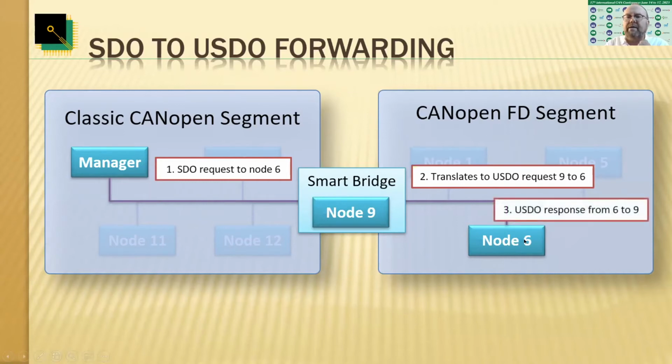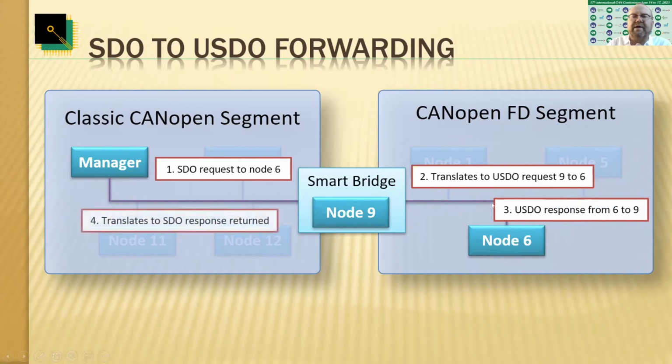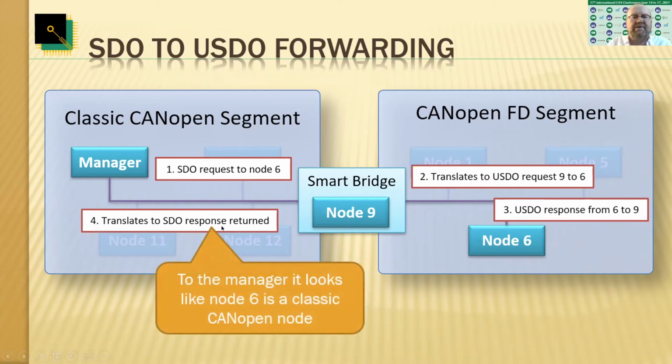Then on the way back, node 6 will simply produce its regular USDO response. So node number 6 doesn't know that in the end this came from a different segment. And again, the bridge sees the response, can extract the relevant information, and here on the classical CANopen side, replies with the SDO client response. So to the manager, it really looks like node number 6 was available on the network, because it sends a request and it receives the response.